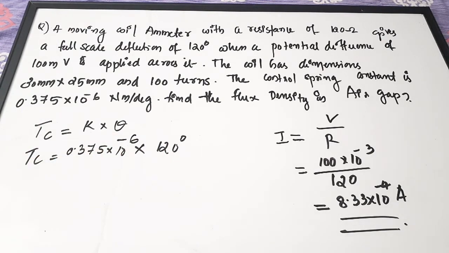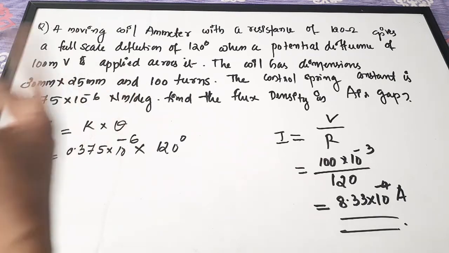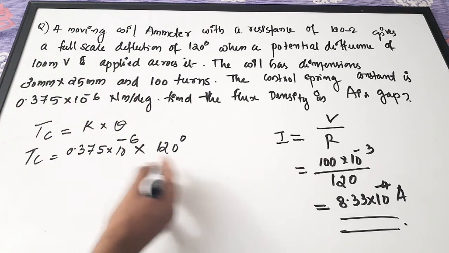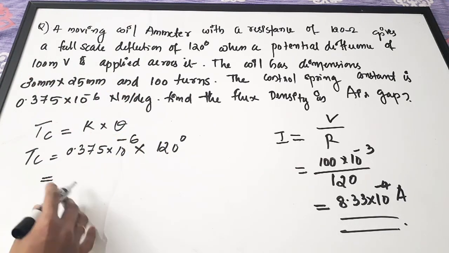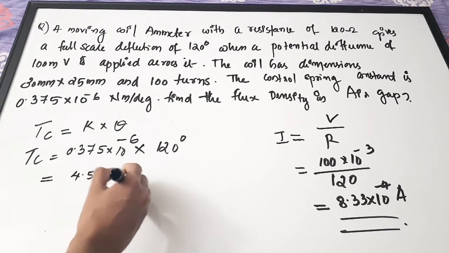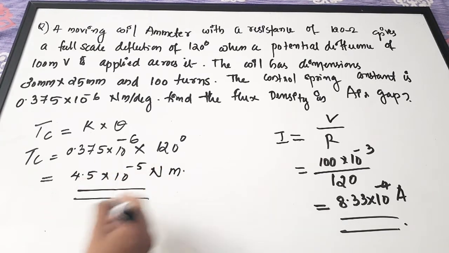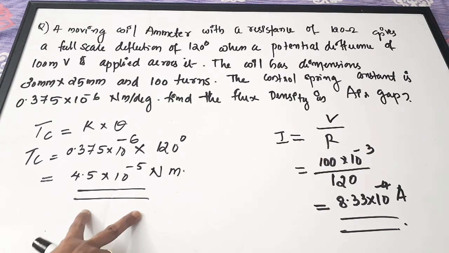Earlier I told you this theta is the deflection of the spring. No, it is not the deflection of the spring. It is the deflection of your pointer. So it is 120 degree, and if you calculate it, you will get 4.5 into 10 raised to minus 5 Newton meter. So this will be the value of the controlling torque. So we have obtained the controlling torque and we have obtained the value of current.